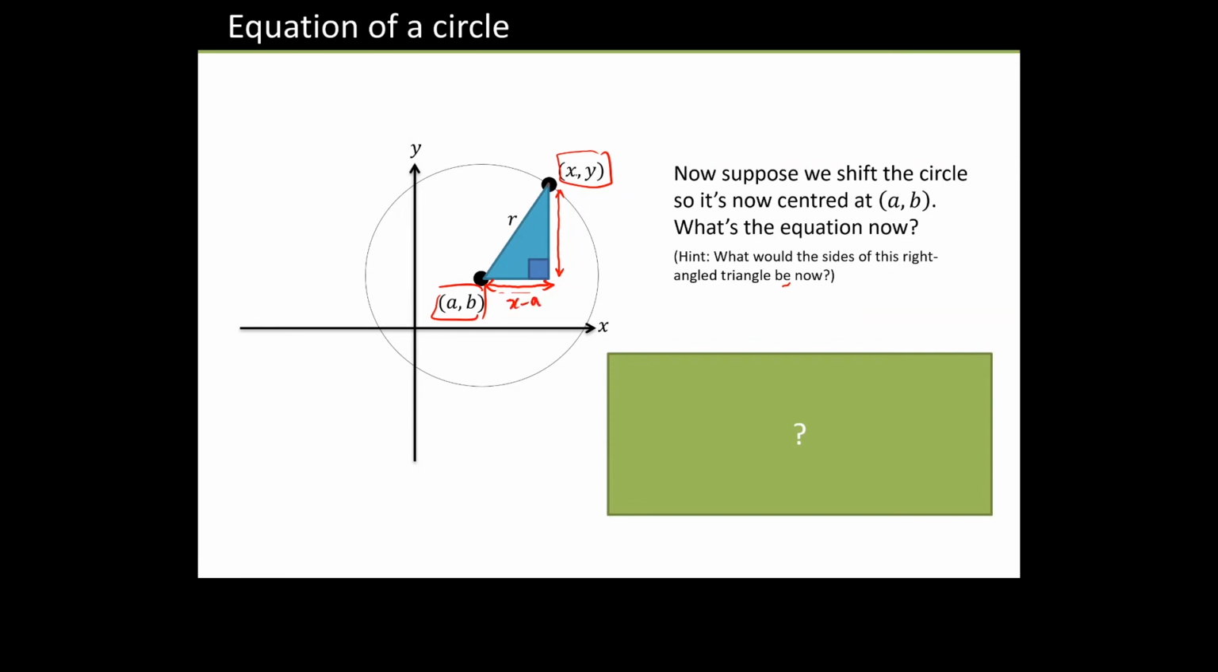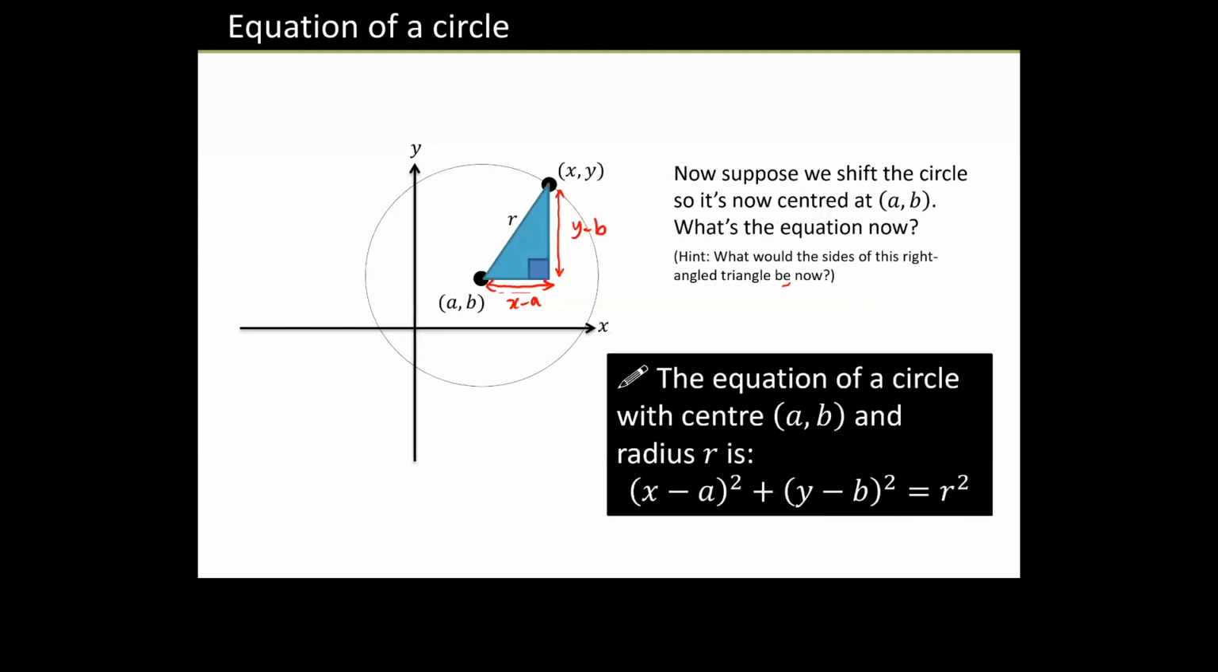You can see here there's x. The higher value, take away a, gives me that distance. Likewise, we can find this vertical distance by looking at the difference in the y coordinates. So x minus a and y minus b. Now we've got the sides of this triangle. So applying Pythagoras gets us (x minus a) all squared, so this side squared, plus (y minus b) all squared is equal to r squared. So here we have the general equation of a circle.